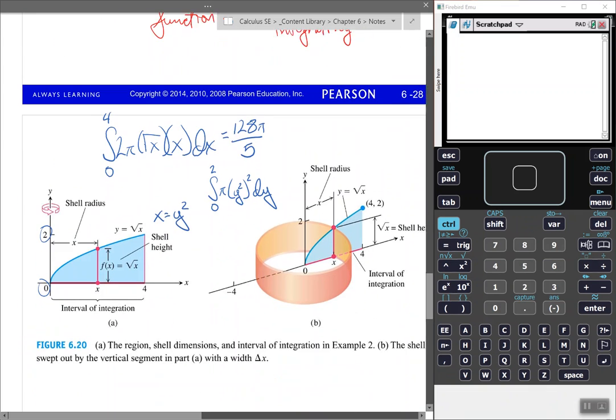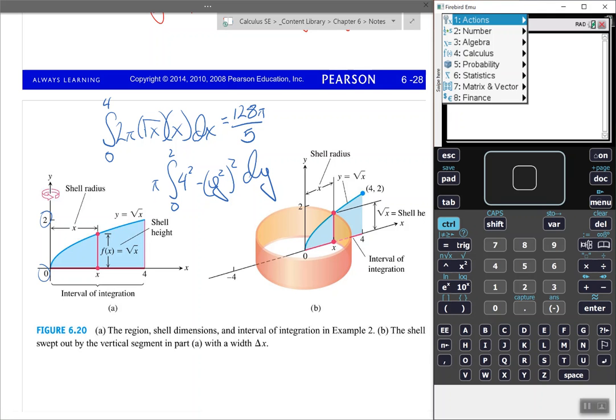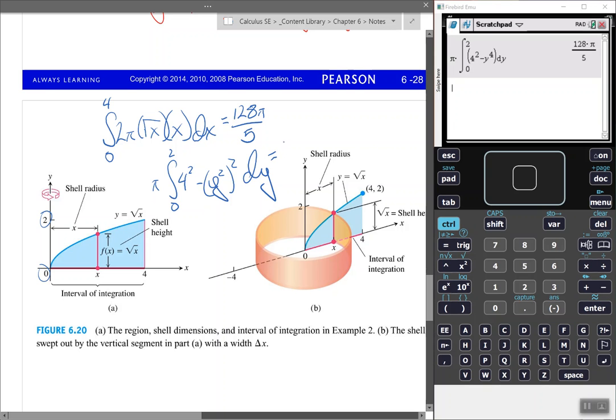Okay, so if we go back down to this, the outer radius is 4, and the inner radius is the function. So it'd be really 0 to 2 pi outer radius 4 squared minus the inner radius y squared dy. And that should produce the correct answer now. Pi out front. And it's just going to be y to the 4th. 128 pi over 5.